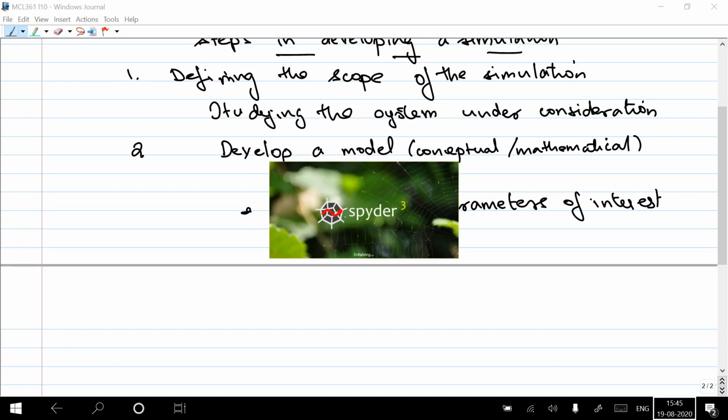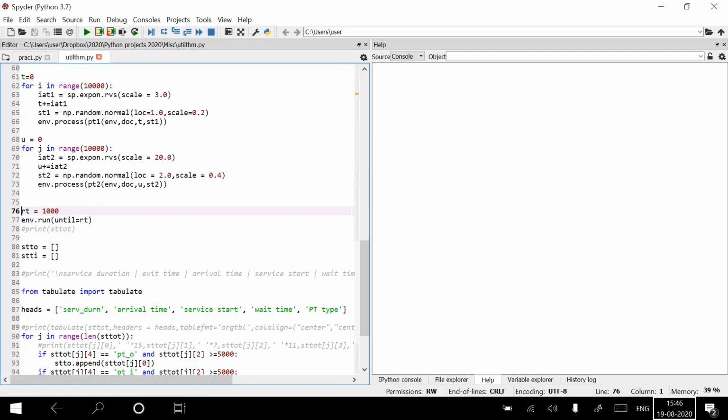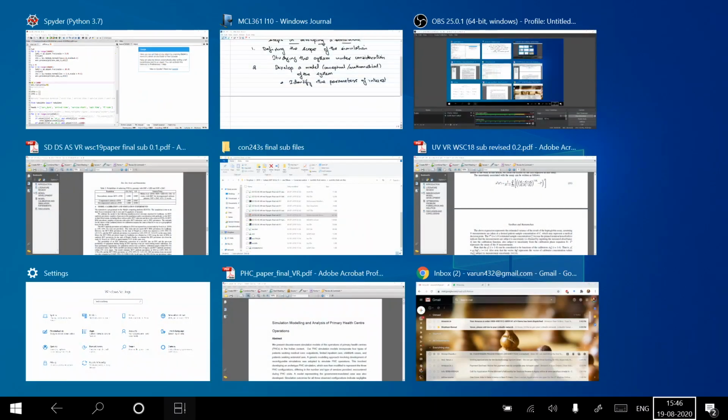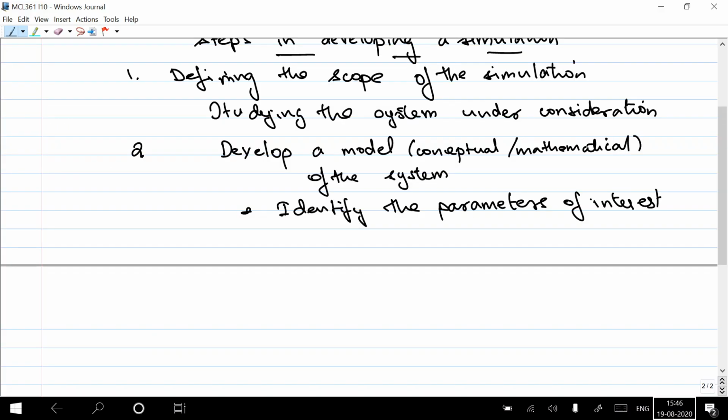Okay, so let's say, for example, you go to the hospital, and they say there's one particular clinic, and that clinic has two types of patients. So you have to go study that particular subsystem of that hospital and figure out what is happening there, right? So you have to develop a conceptualization, a representation of the process that you are going to simulate in your system.